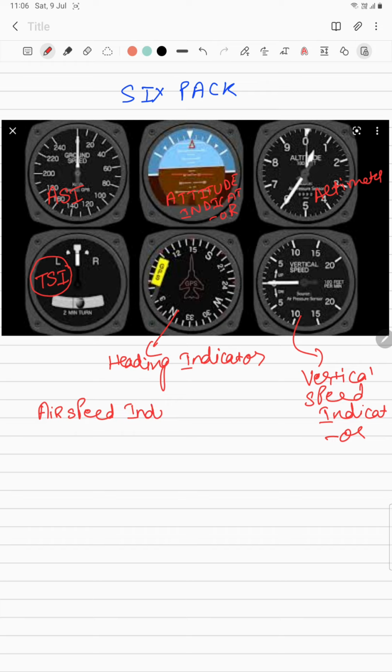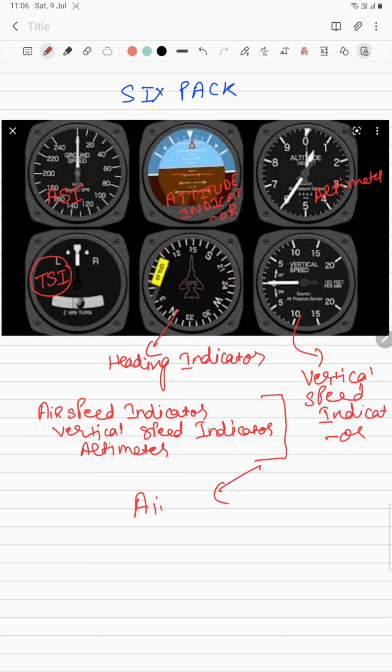All right, so now guys, among these six instruments, the airspeed indicator, the vertical speed indicator, and also your altimeter, these three instruments work on the air principle. We will talk about that in detail. This air principle is basically known as your pitot static. We will talk about that in detail.